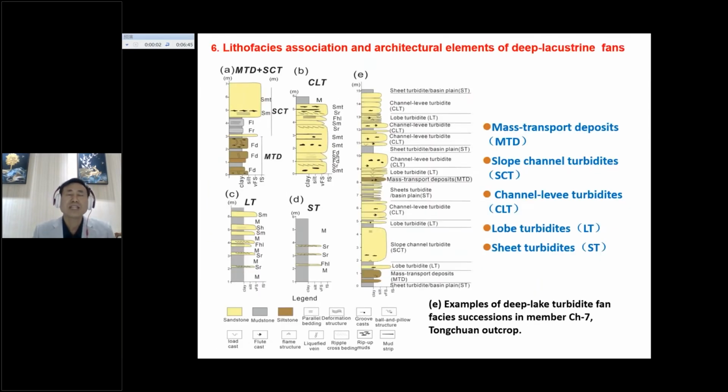Lithofacies association and architectural elements of deep lacustrine fan. We identified the following architectural elements: mass transport deposits, slope channel turbidites, channel levee turbidites, lobe turbidites, and so on. Here is an example of deep lake turbidite fan in member Yanchang 7 in outcrop.